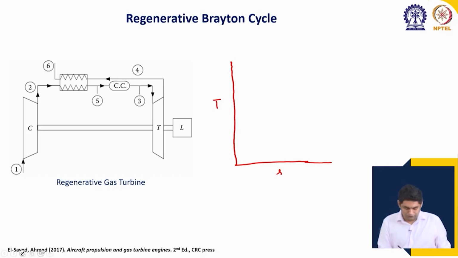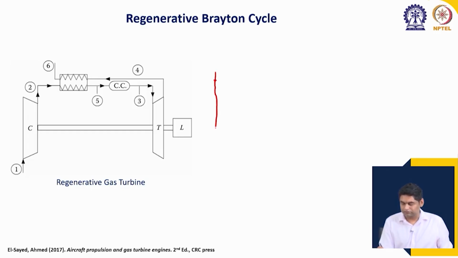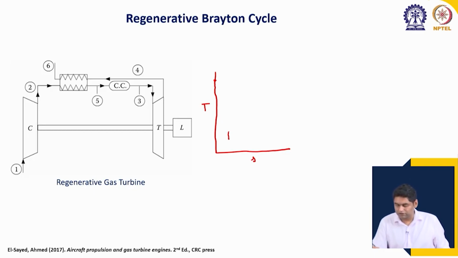I will draw it in a slightly smaller size, because we want to draw both the TS as well as the PV diagram. So, we should have sufficient space for that. So, this is for the TS diagram. We have already drawn the TS diagram.